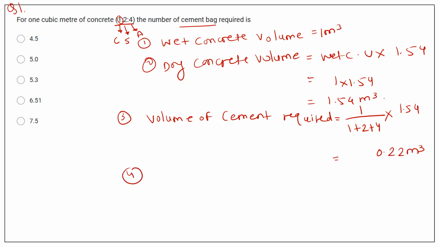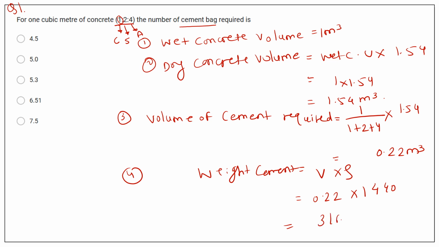Then the fourth step is to calculate the weight of cement required. The formula is volume of cement into density of cement. So volume of cement is 0.22 into density of cement is 1440. So the weight of cement is 316.8 kg. The next and last step is to calculate the number of cement bags.